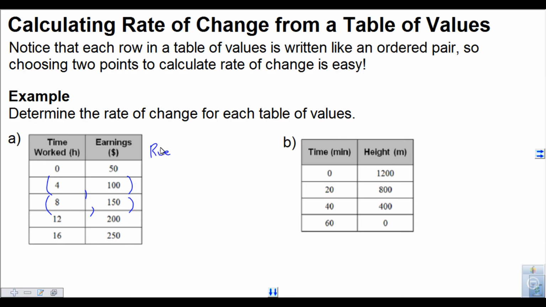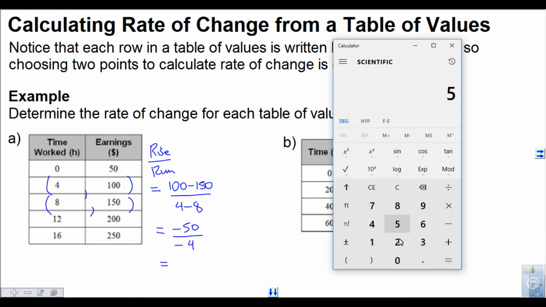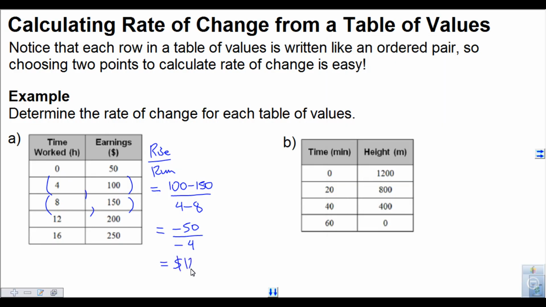So if we do rise over run, and for these points, well, that's going to be, let's just go top minus the bottom again, just for fun. 100 minus 150 divided by 4 minus 8. Okay. That'll get me negative 50 on the top and negative 4 on the bottom. Well, if I do negative 50 divided by negative 4, I get 12.5 again. Right? So I get $12.50 per hour again.